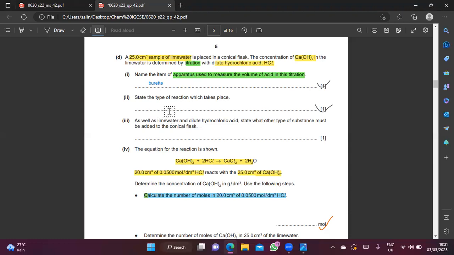Now, state the type of reaction which takes place. Titration, what is the reaction called? Okay, I'm going to call name, Arid. Fatima? Gina? No idea. Okay. Neutralization. Neutralization, yes. So remember that, yeah? So the experiment is called titration. The reaction is called neutralization. It's very easy.